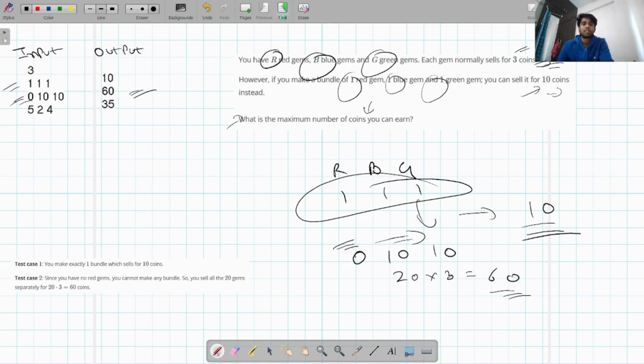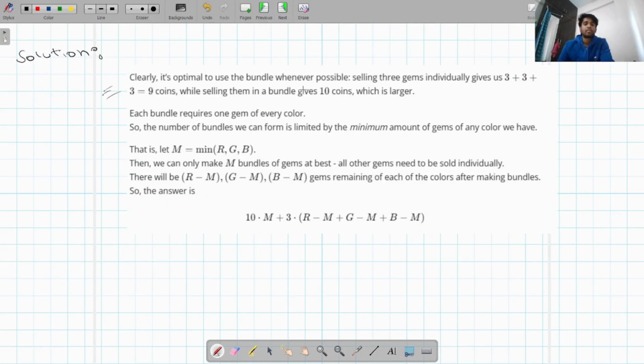Now let's move toward the simple solution. Clearly, it's optimal to use the bundle whenever possible. Selling 3 gems individually gives us 3 plus 3 plus 3, which equals 9 coins, while selling them in a bundle gives 10 coins, which is larger, that is one more, right? Each bundle requires 1 gem of every color. So the number of bundles we can form is limited by the minimum amount of gems of any color we have. That is, let m equal the minimum of R, G, B, then we can only make m bundles of gems.